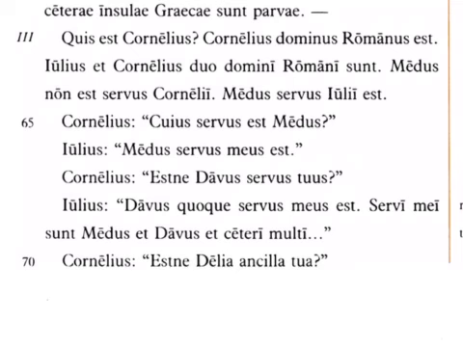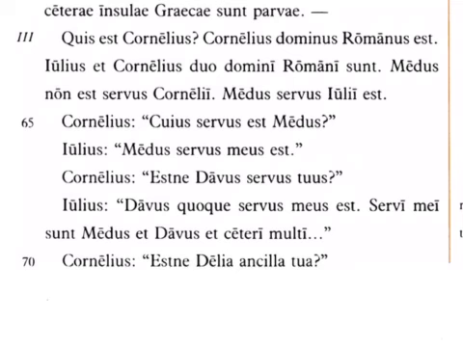Medus is my slave. Cornelius then says, esne Davus servus tuus? Is Davus your slave? And Julius says, Davus quoque servus meus est. Servi mei sunt Medus et Davus et ceteri multi. Davus also is my slave. My slaves are Medus and Davus and many others.